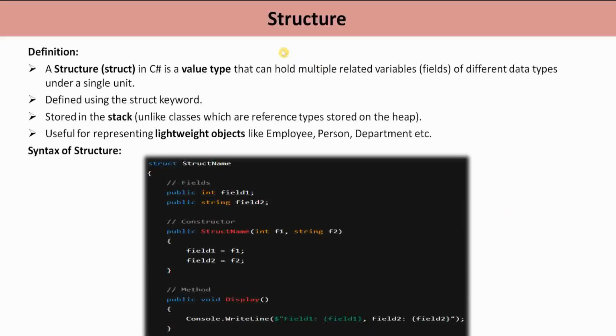First topic we have is structure. So what is a structure? A struct in C# is a value type that can hold multiple related variables, fields of different data types, under a single unit. A structure is a value type, and whatever data we provide, it can store on the stack. It can hold multiple data fields, methods, and we can create a constructor in this structure. It is defined using the struct keyword.